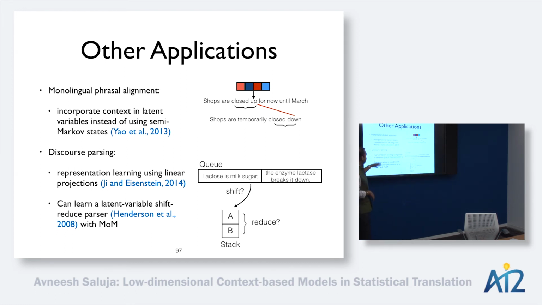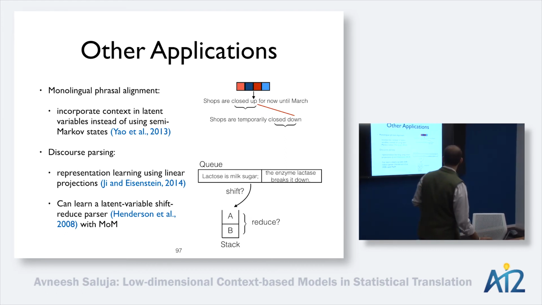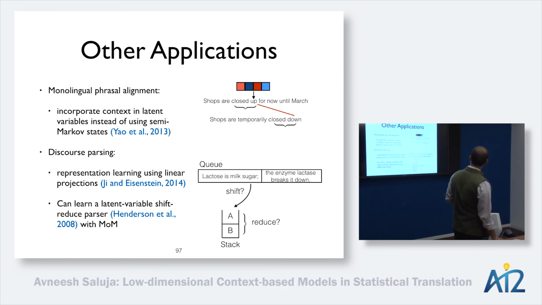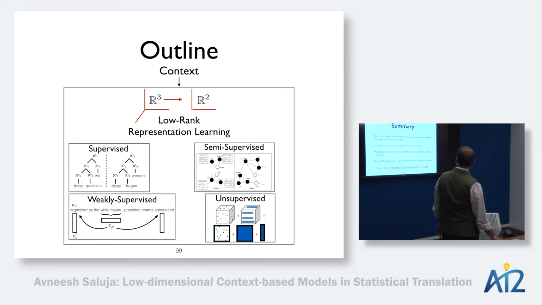Another thing that's somewhat relevant is there's been some recent work on discourse parsing using essentially lower dimensional representations. There, they jointly learn both the representation as well as the weights that help classify whether you should do a shift or a reduce in this discourse parser. But something very similar can be done in our case. There's been some work on latent variable shift reduce parsers, and I would be interested in exploring some of these applications of latent variable grammars in other areas, which I think may also be relevant to you. So the basic idea here is we start with this minimal grammar, and then we attach latent states to the non-terminals. We can do parameter estimation in a couple of different ways, and we get really good performance.